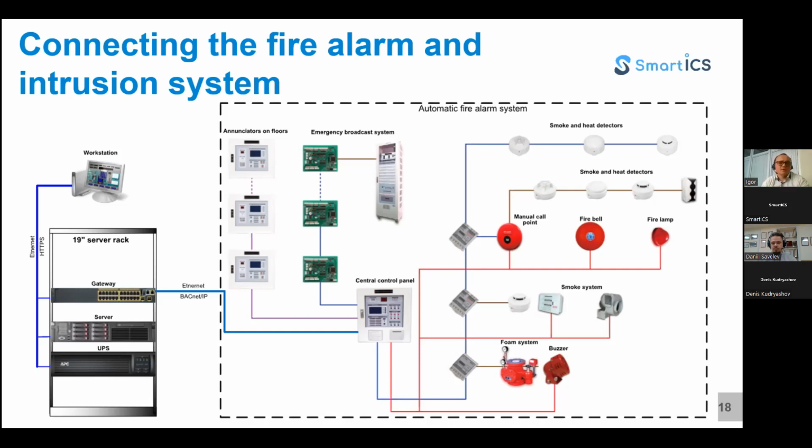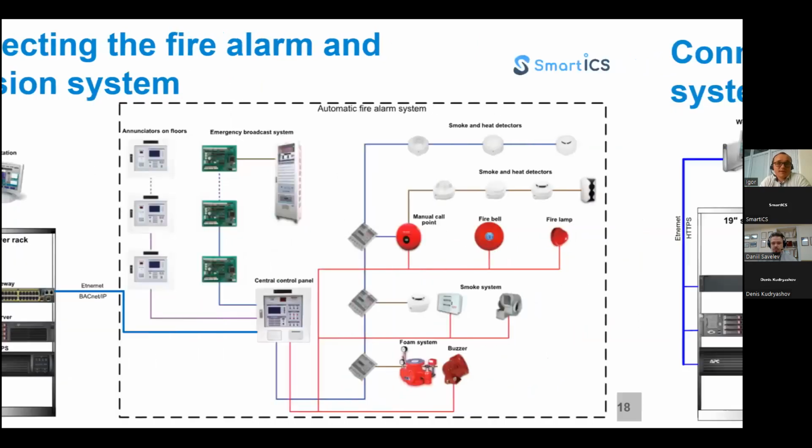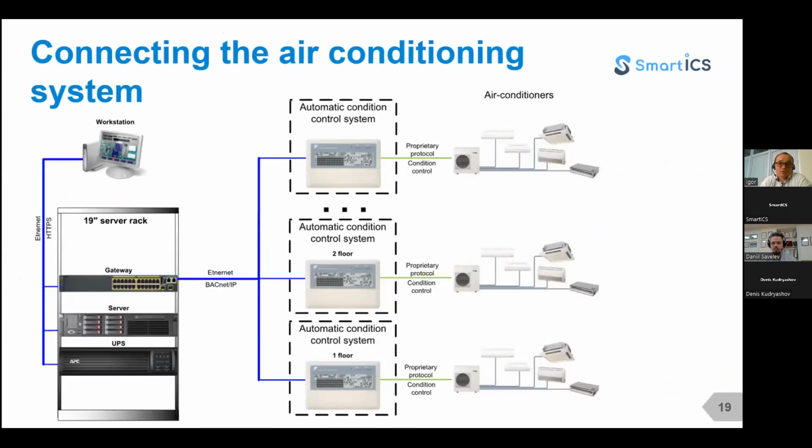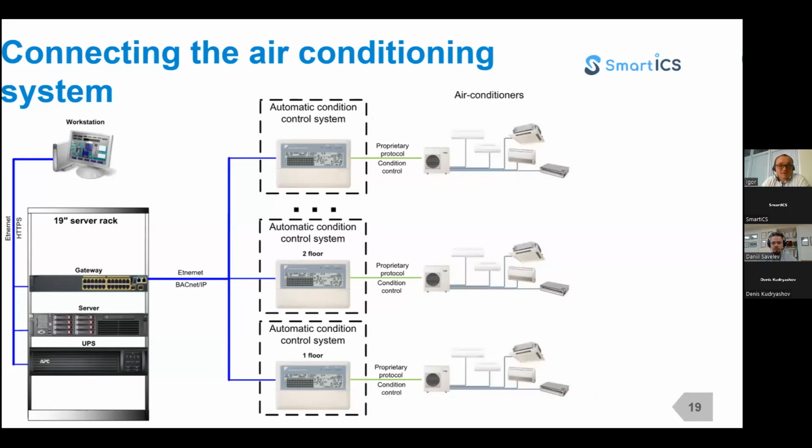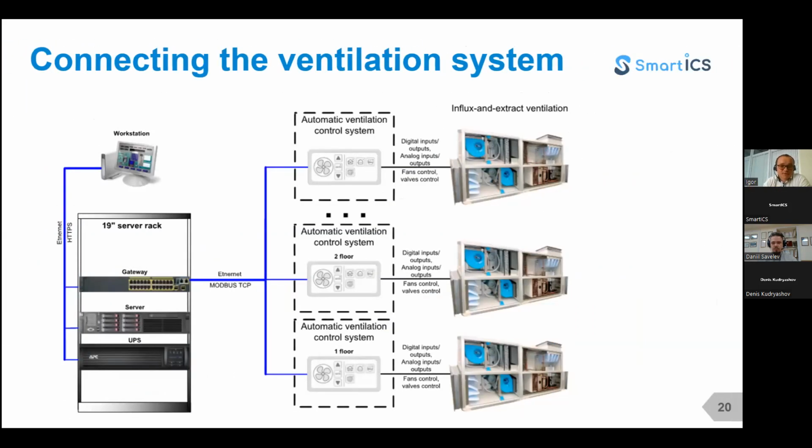If we move to the next system, for example, AC, right? So how do we connect the air conditioner? Again, 3 floors, relatively similar structure. The air conditioners are connected through BACnet because we're controlling and monitoring them at the same time, right? And again, it goes basically to the server, and then the access via web access, we are getting linked from any workstation, right?